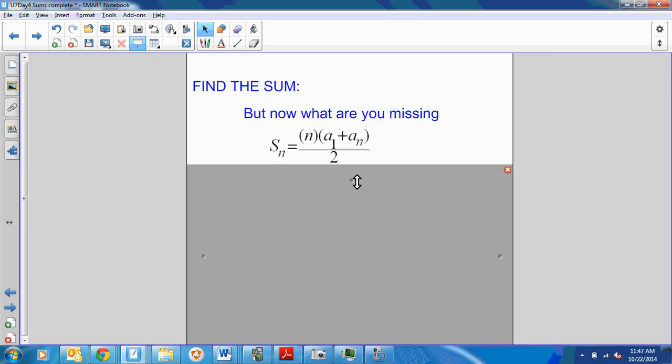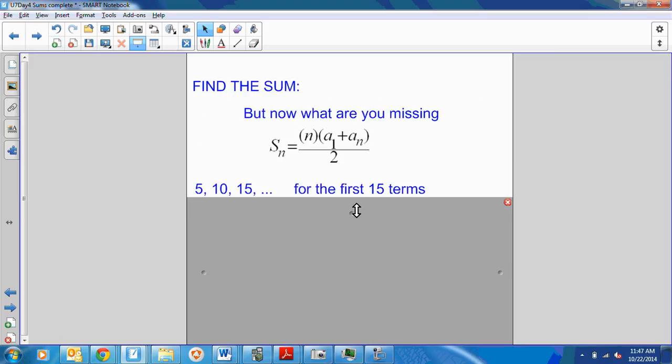Another situation now is I give you something like this. 5, 10, 15, obviously 20, 25, so on and so forth for the first 15 terms. So now what we're missing is the last term. I need to find what the 15th term is. Now again, I have to find the linear. The linear for this is y equals 5x plus 5. The slope is 5, it changes by 5, and this 5 is where it starts.